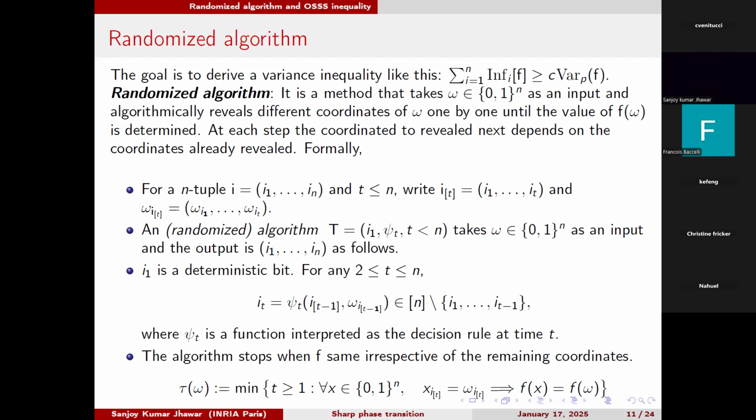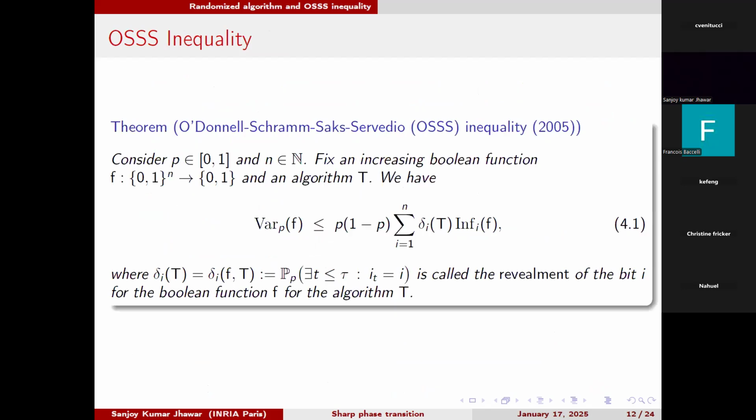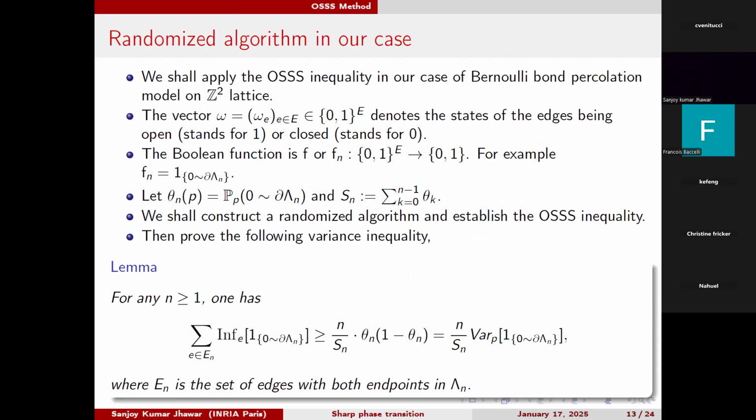Okay, so it will be clear when I define my actual algorithm for the bond percolation model. Sorry, this may take a few more slides. Thanks for the question. Okay, so what is the algorithm in our case?